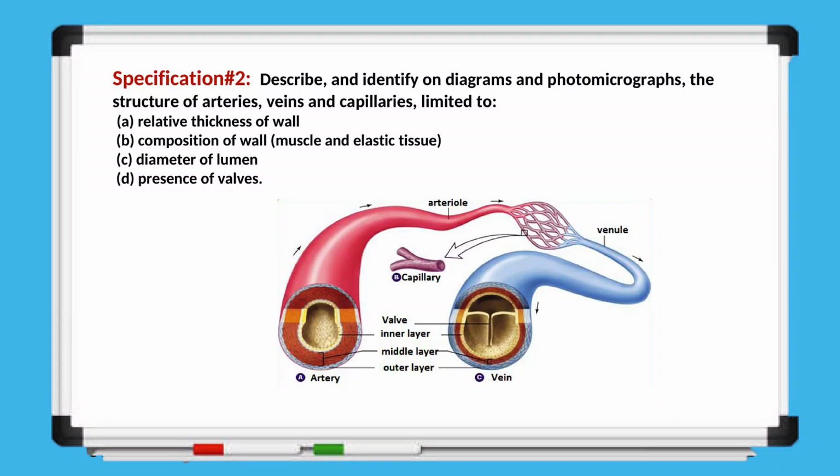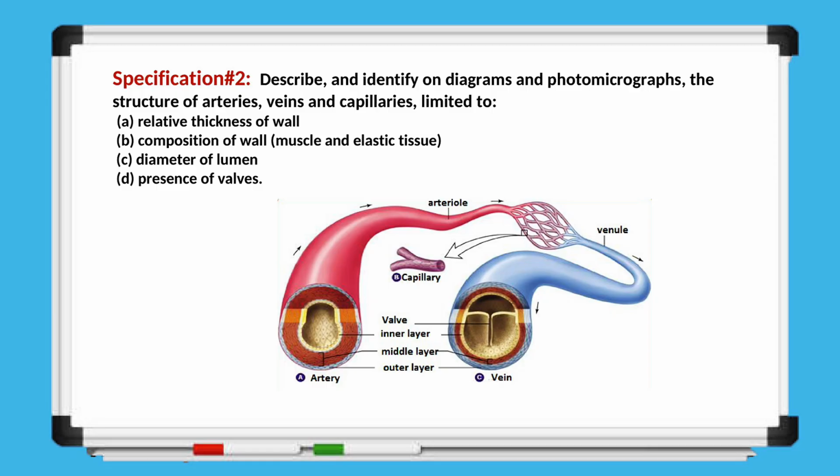Next, we move on to specification 2, which requires us to describe and identify using diagrams or photomicrographs the structure of arteries, veins, and capillaries. We will focus on the relative thickness of the walls, the composition of the walls including muscle and elastic tissue, the diameter of the lumen, and the presence of valves.